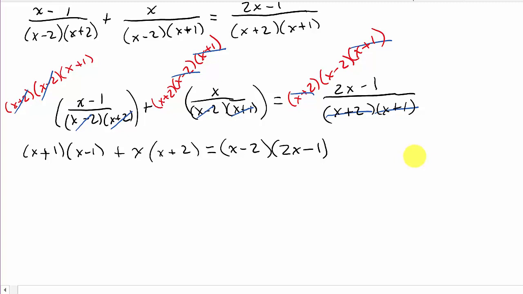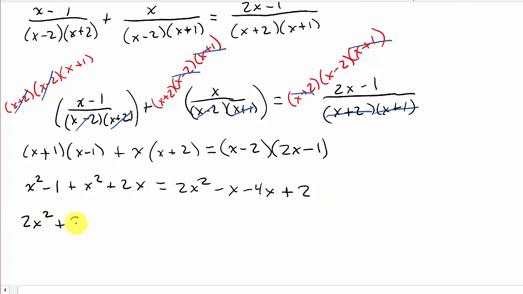Alright, so now I need to FOIL this out, distribute the x here, and FOIL this out. So here I'm going to get x squared minus 1 plus x squared plus 2x equals, and then this is going to be 2x squared, and then I've got minus x minus 4x, and then plus 2. Okay, so let's combine like terms. So I get 2x squared plus 2x minus 1 equals 2x squared minus 5x plus 2.